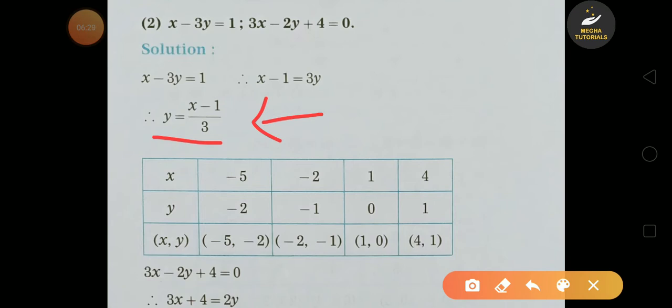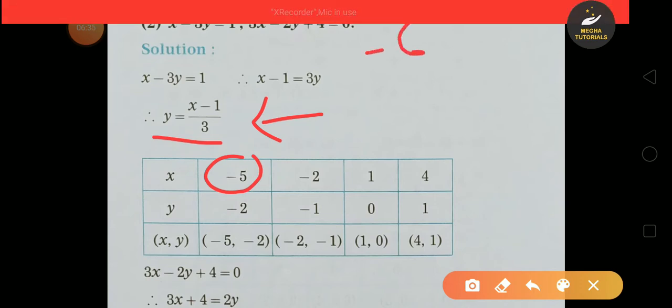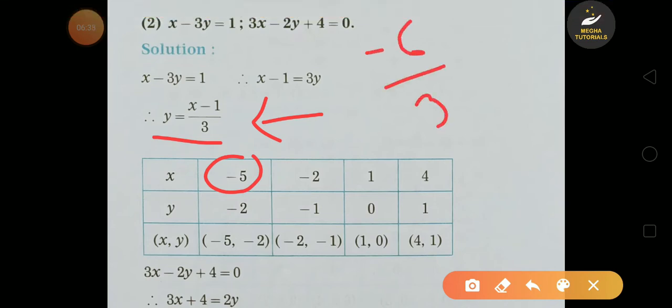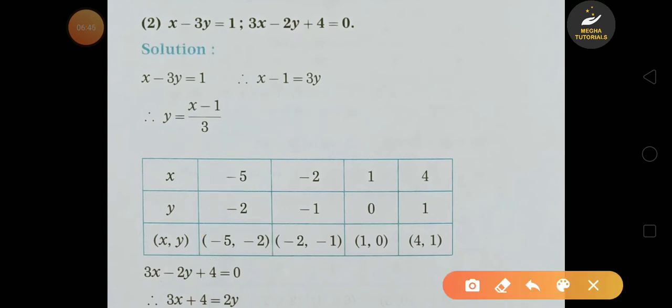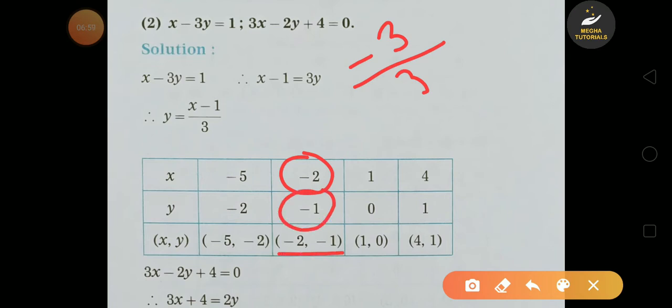Okay, so let us assume x is equal to -5. So -5 minus 1 is -6 and -6 upon 3 is -2. Therefore, value of y is -2 and first ordered pair is -5 comma -2. Then we will assume x is equal to -2. So -2 minus 1 is -3 in numerator upon 3. So -3 upon 3 is -1. Therefore, our ordered pair is -2 comma -1.